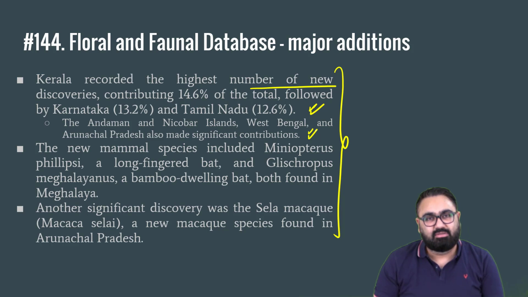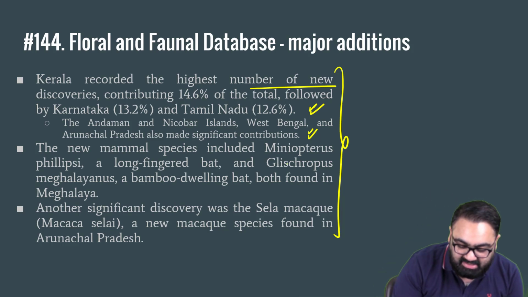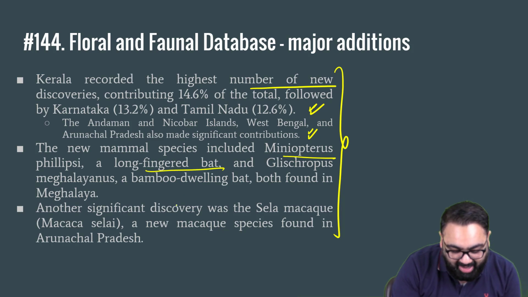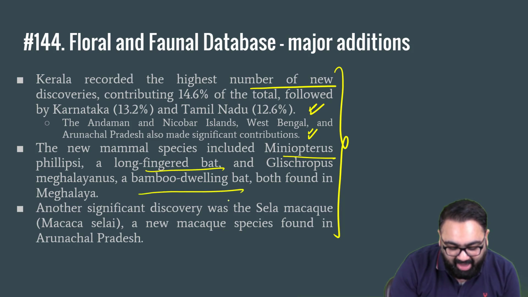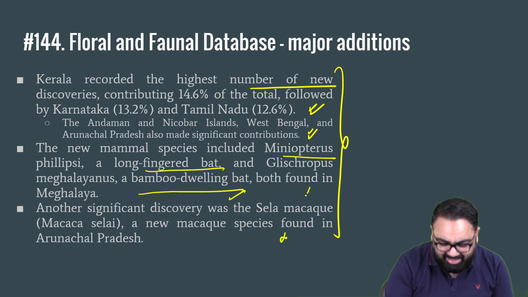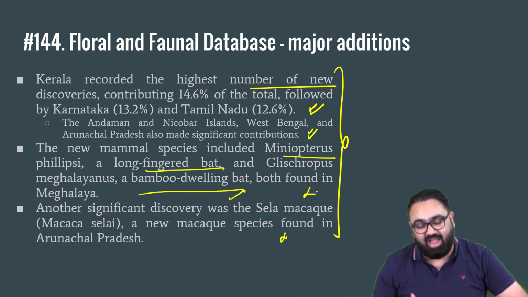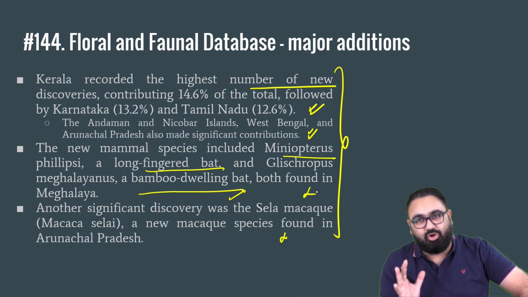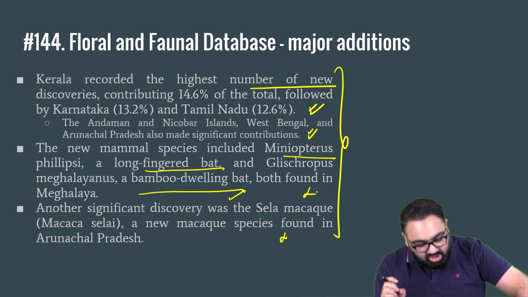So do remember this. New mammal species such as Miniopterus felici, a long-fingered bat, and a bamboo-dwelling bat, all of these are also found in Meghalaya. Again, you can skip this part, because even if I ask you to remember, it will be very difficult for you to remember this.